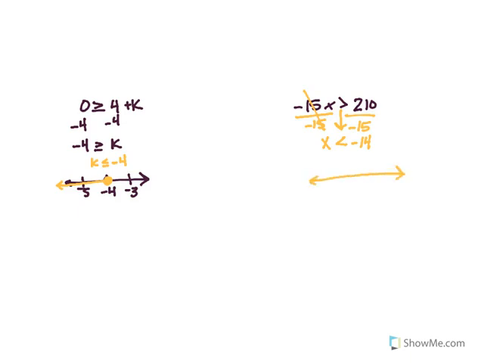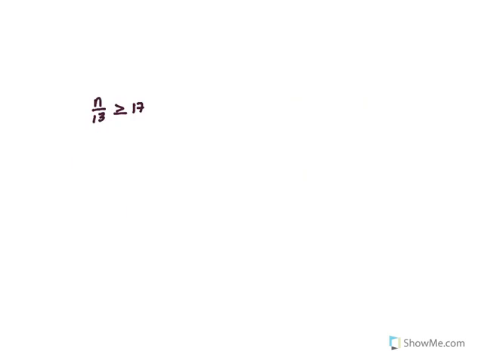So if I have a number line with negative 14 on it, it is an open dot because it's not equal to, and it's everything less than that. Now we're going to do this one just because I want to show you guys that you only change or flip that sign if you're multiplying or dividing by a negative number. If it is positive, it stays exactly the same.